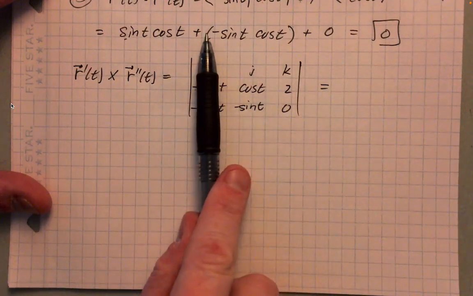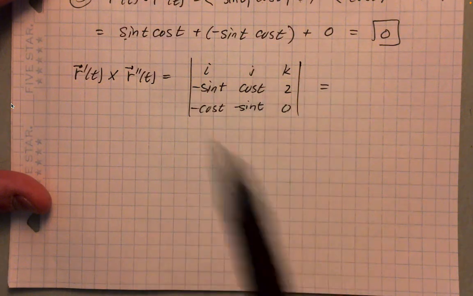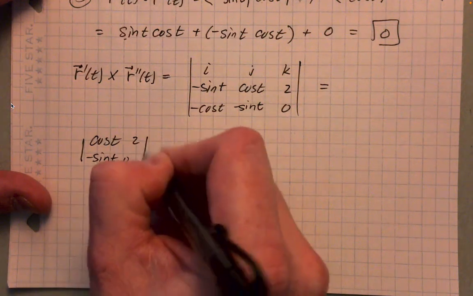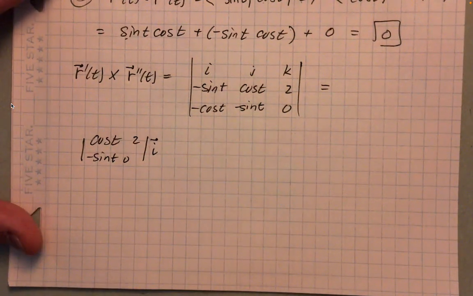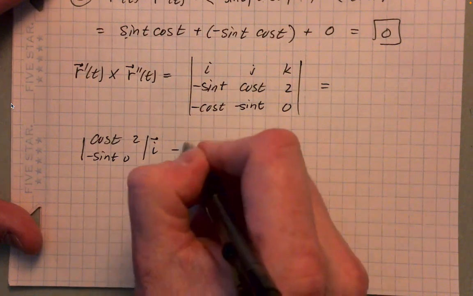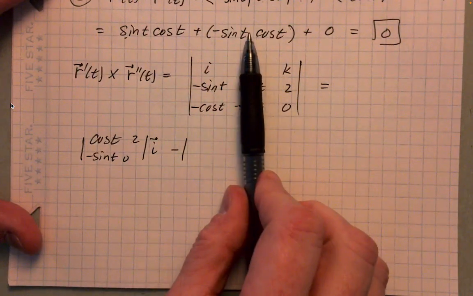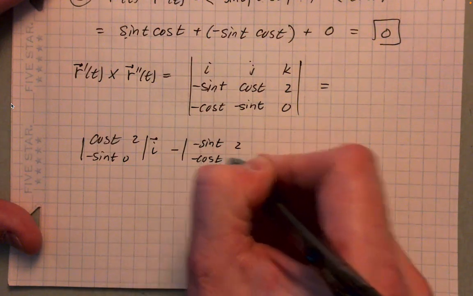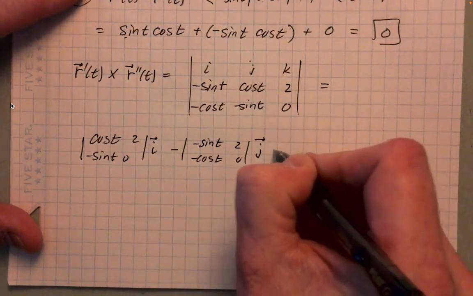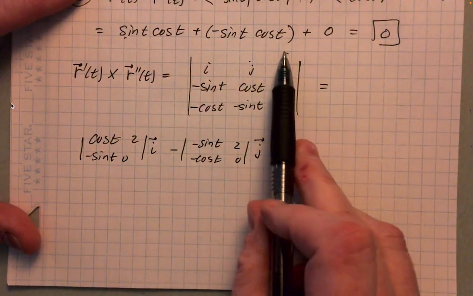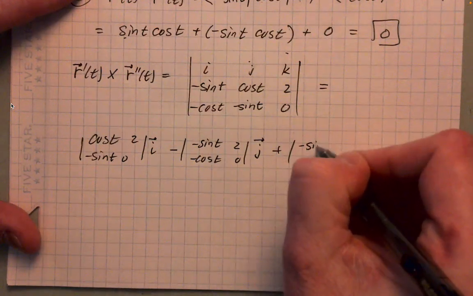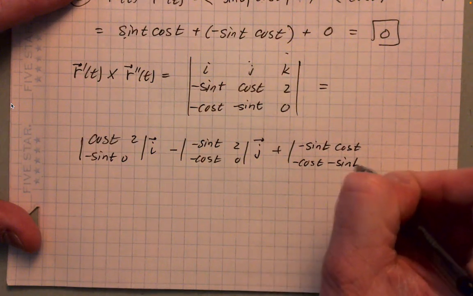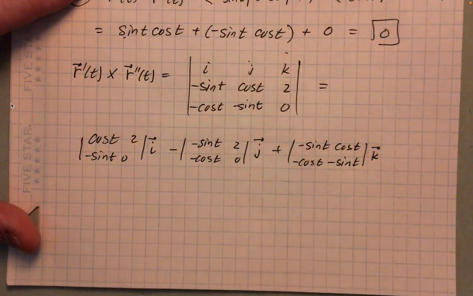So remember, we cross out the first column, and you get this sub-matrix here. So it'd be cos t, 2, negative sine t, 0, and that's the i component, times the i vector here. And then minus, and you cross out the middle one, and it's negative sine t, 2, negative cos t, 0, times the j component. And then finally cross out the third column, and you get negative sine t, cos t, negative cos t, negative sine t, times the k component.